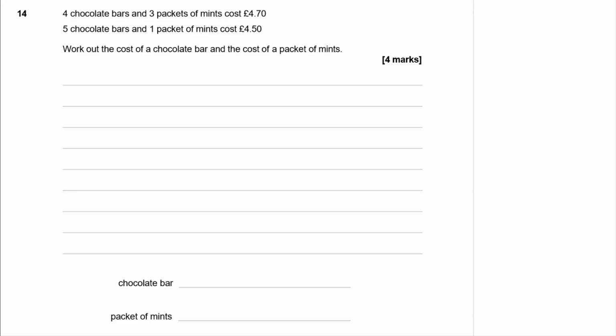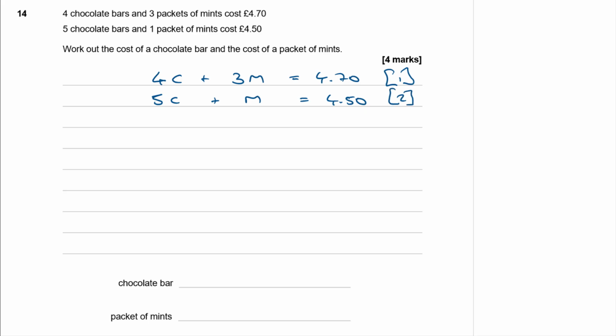So I'm going to use 4c plus 3m to represent the 4 chocolate bars and the 3 packets of mints. And I know that costs £4.70. And I know that 5c plus m is equal to £4.50. Okay, so that's my equation 1 and my equation 2.